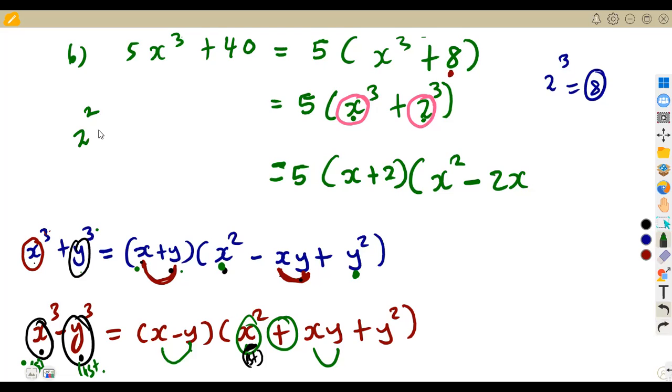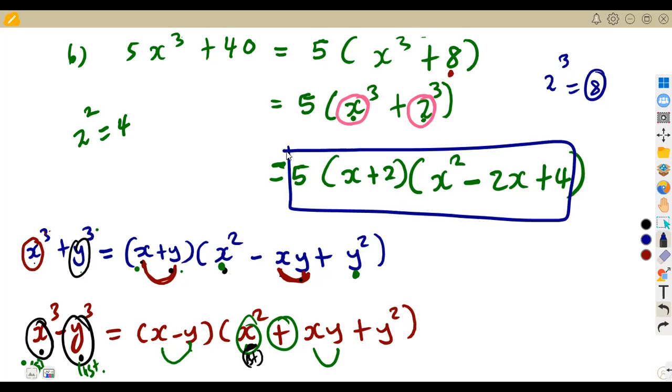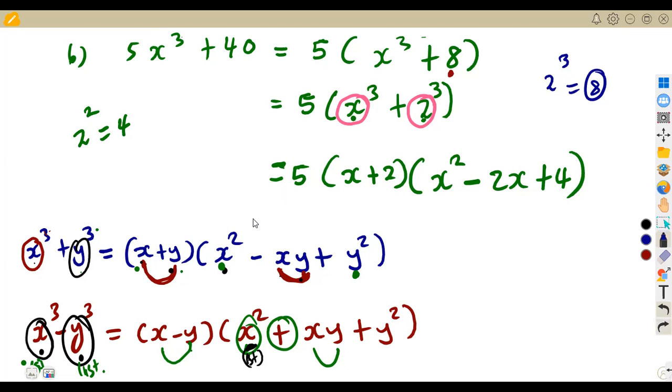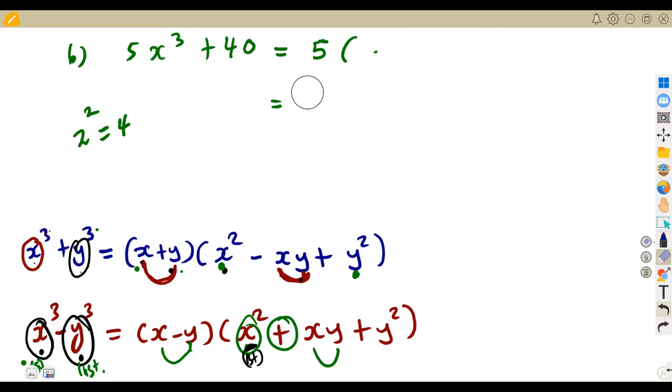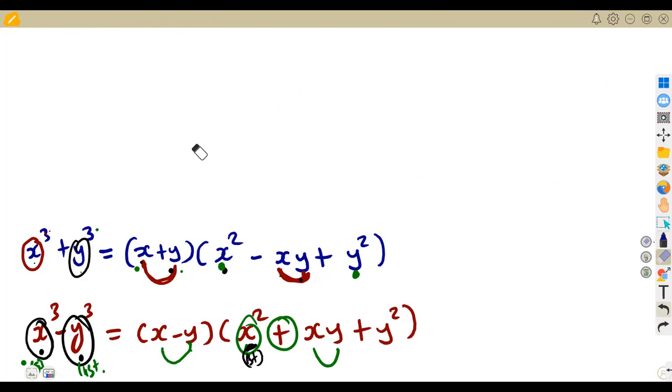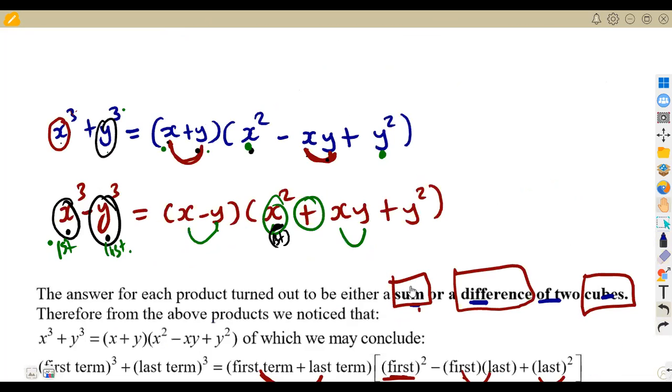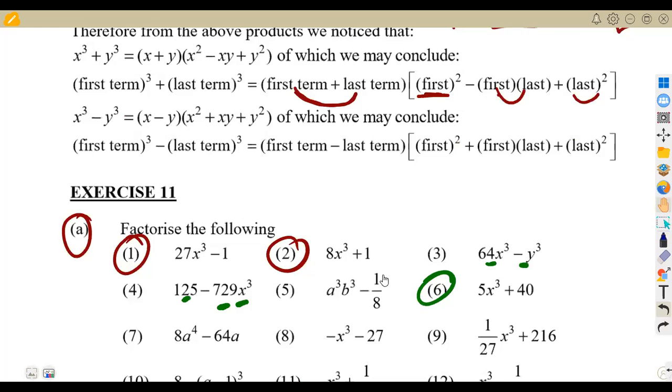So that's 2 to the exponent of 2, which gives us a 4. So that is plus 4, which is the last term squared. So that is how the questions are given, guys. As we can see at that stage, we have factorized everything in simplest form. All you just need is to understand how your questions are given.